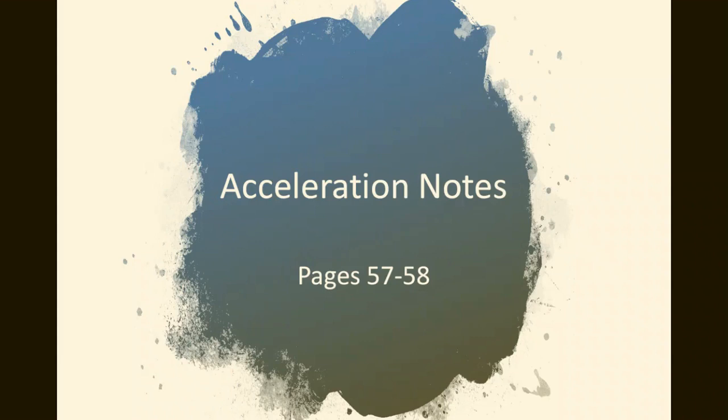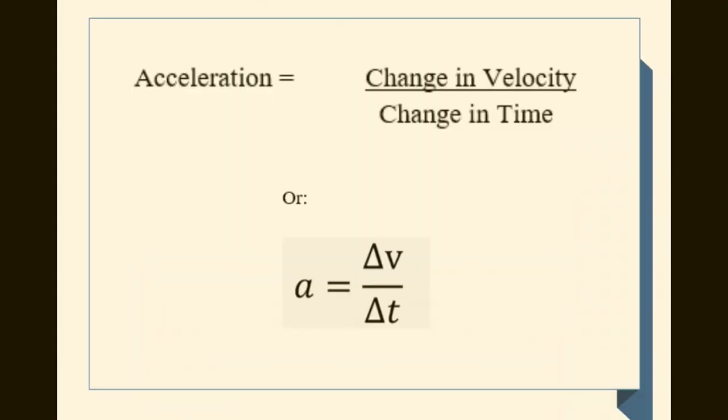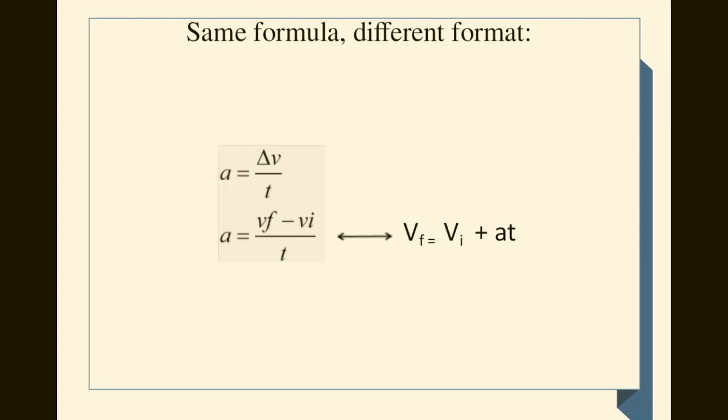In today's lesson, we are going to learn about acceleration. Acceleration is a change in velocity divided by the change in time, or the equation a equals delta v over delta t. As I mentioned in the previous video, equation 2 and equation 3 in your formula chart are the same equation, but just isolated for different variables.